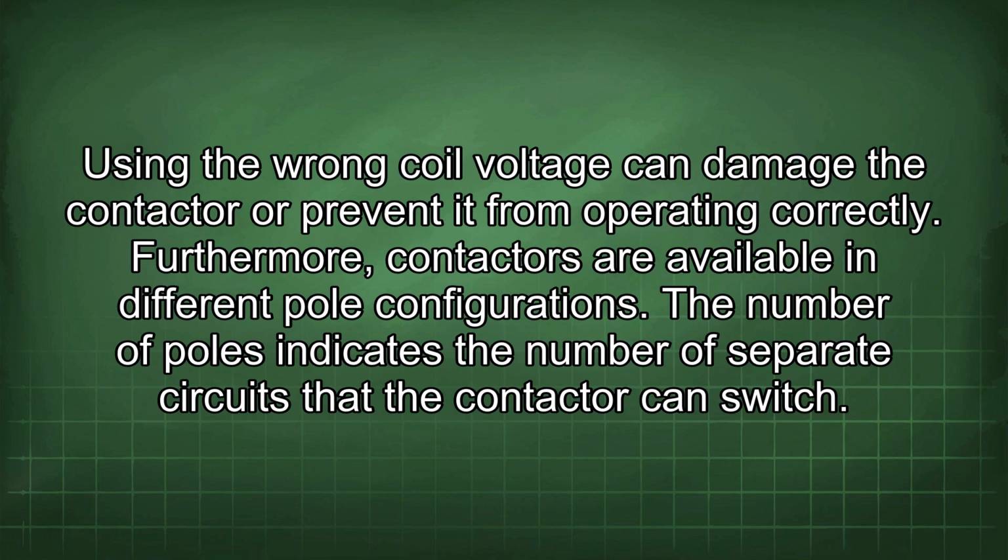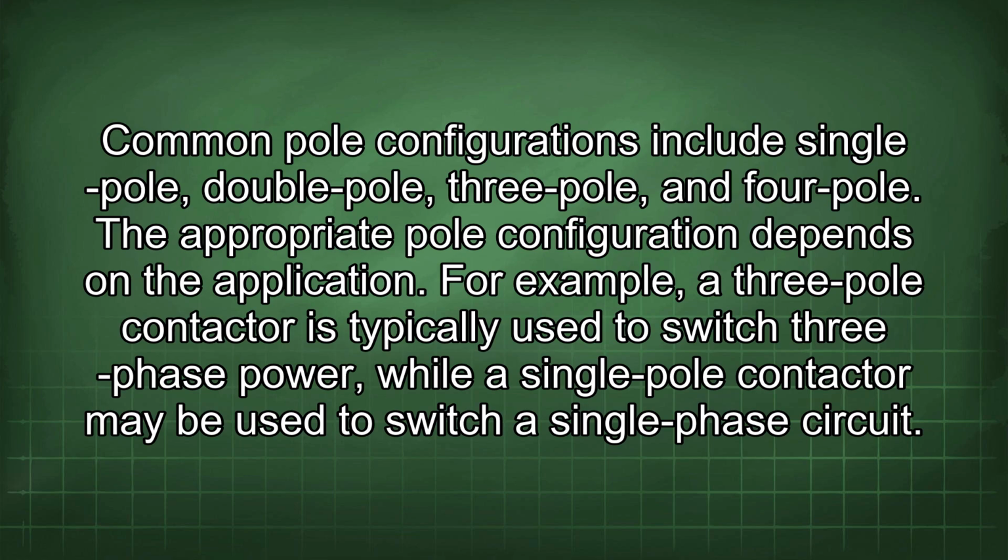Furthermore, contactors are available in different pole configurations. The number of poles indicates the number of separate circuits that the contactor can switch. Common pole configurations include single pole, double pole, 3-pole, and 4-pole. The appropriate pole configuration depends on the application. For example, a 3-pole contactor is typically used to switch 3-phase power, while a single-pole contactor may be used to switch a single-phase circuit.